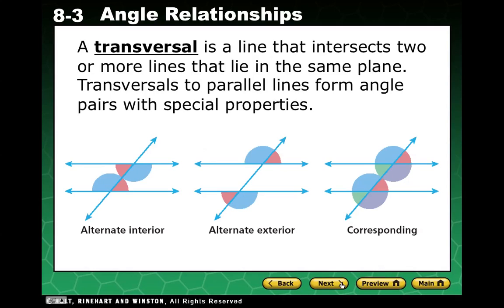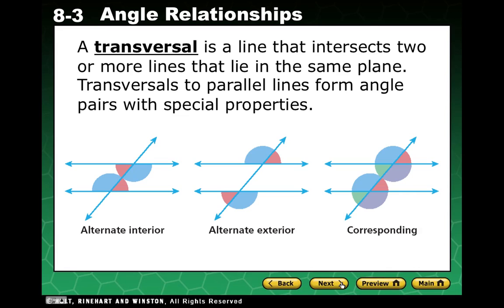A transversal is a line that intersects two or more lines that lie in the same plane. Transversals to parallel lines form angles with special properties. So the first special property is alternate interior angles, and those are the pink angles there, and then the blue angles. Alternate interior angles are congruent. So the two pink ones are congruent to each other, the two blue ones are congruent to each other.